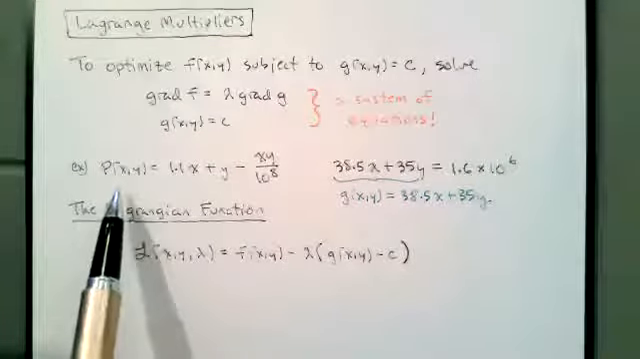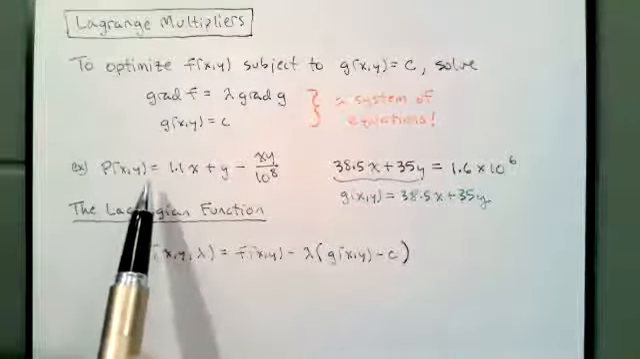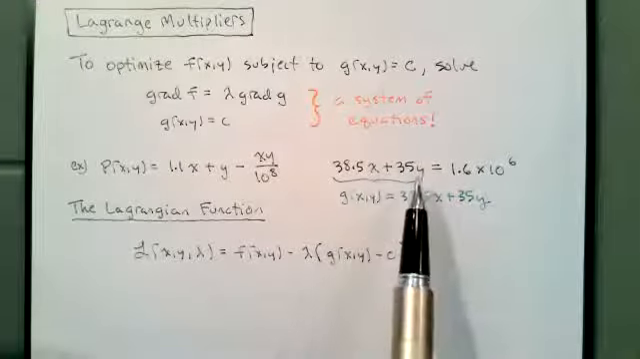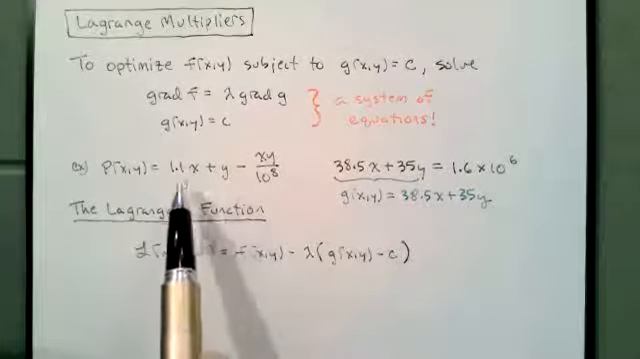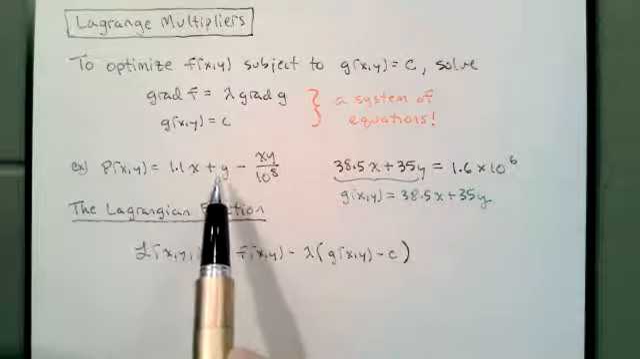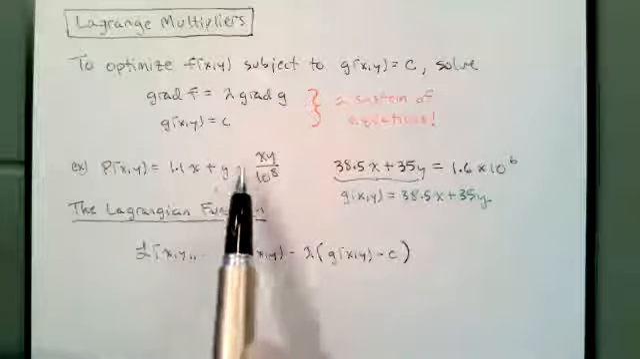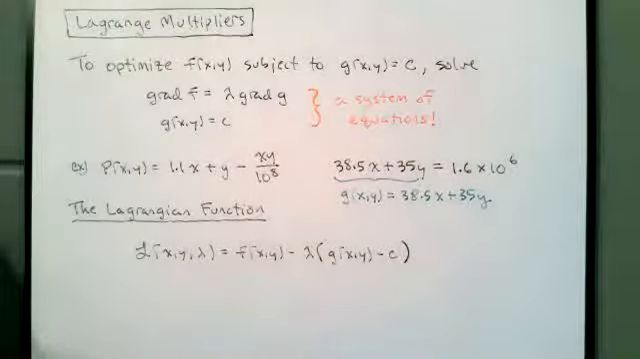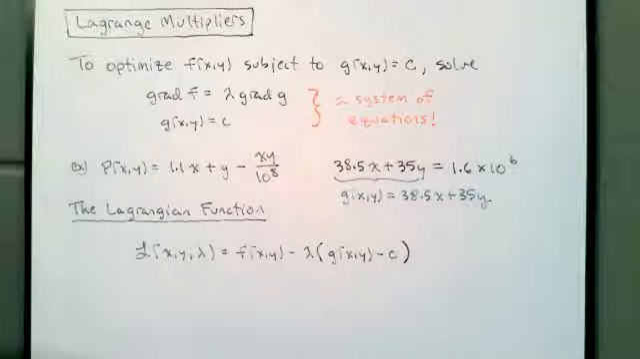P of x, y is supposed to represent the number of people that we can feed with these x bags of rice and y bags of beans. So it's 1.1 times the number of bags of rice plus y times the number of bags of beans minus xy over 10 to the 8th. This is probably some kind of factor or term that has to do with us distributing all this stuff. I don't know where the equation came from. I can just read what the equation is doing.